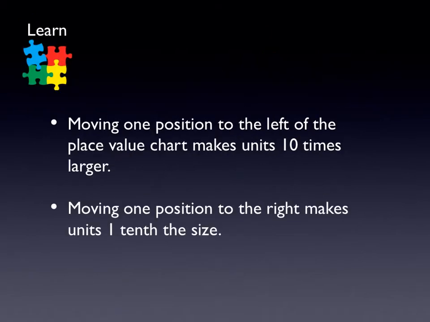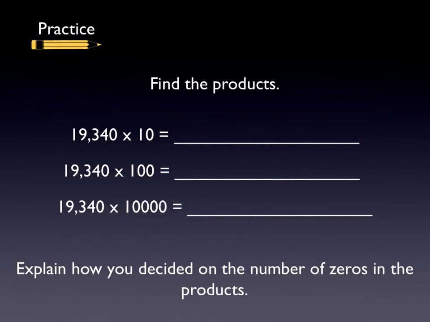Right, in your composition book, I would definitely star this, highlight this, put it in a different color to make sure it stands out for you, maybe even making it into a box. Moving one position to the left on the place value chart makes the units 10 times larger. Moving one position to the right makes units 1/10 the size. Very, very important that you know this.